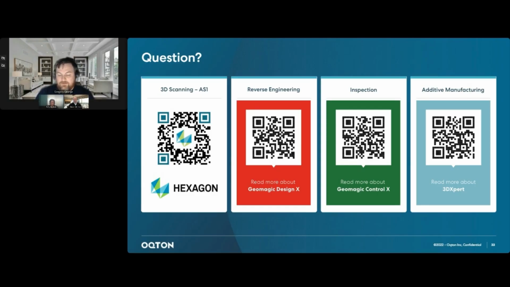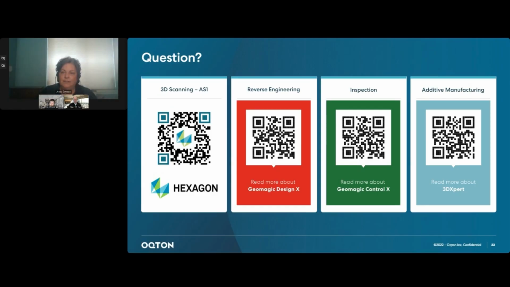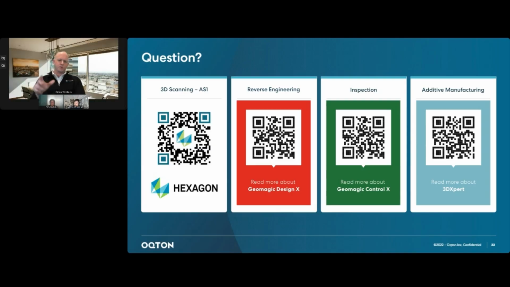Another question. Let's see. What is the width of the laser stripe on the scanner? So on the AS1 scanner that you saw, you see a red stripe and you see a blue box around it. The width of the stripe at the optimum length is 150 millimeters.